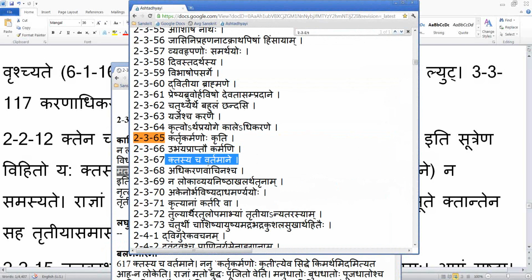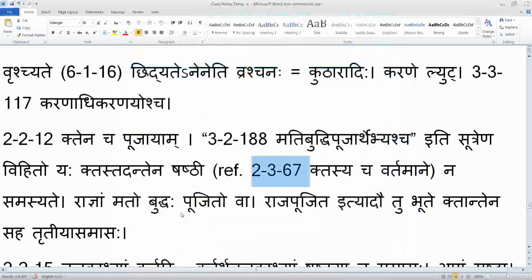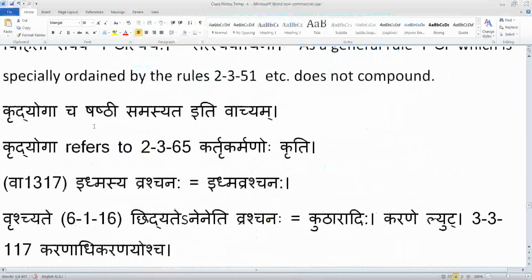So now, with this background, let's come to the compound section now. If you go to the compounding section, it says that krudyoga shashti samasyate. So that rajnya mataha would now also be subject to compounding. Krudyoga shashti it is. But we don't want it to compound. We don't want to say that.